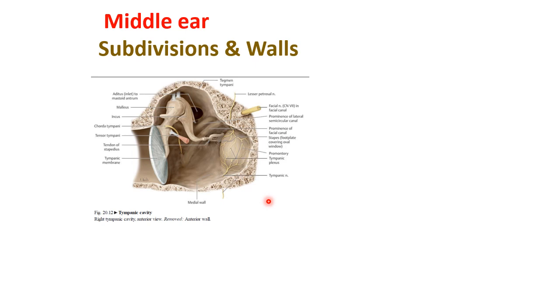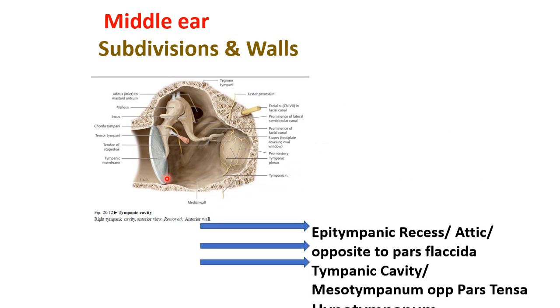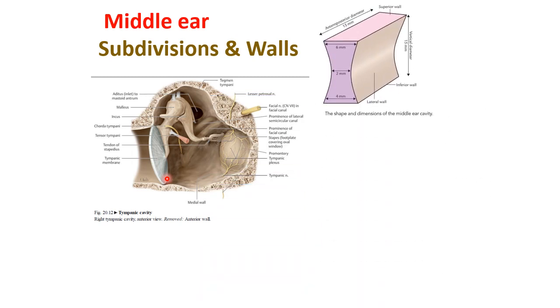Now, for our understanding, we have divided it into three parts. The part which is medial to the tympanic membrane, corresponding to the tympanic membrane, is known as the tympanic cavity proper. But as you can make out from this figure, there is a part of this middle ear cavity which is present cranial to the tympanic membrane and a part which is present caudal to the tympanic membrane. The part which is present cranially is known as the epitympanic recess, and the part which is present caudally is known as the hypotympanic.